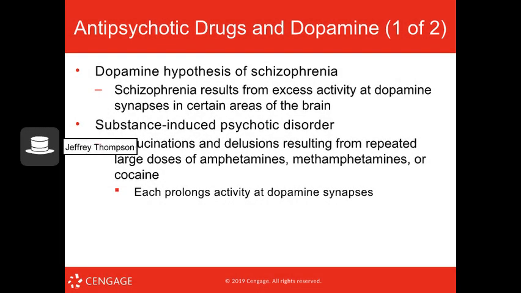So one hypothesis is the dopamine hypothesis of schizophrenia, which is that schizophrenia results from excess activity of dopamine synapses in certain areas in the brain. So, one thing that can happen is a substance induced psychotic disorder. So, you might have hallucinations or delusions resulting from large doses of amphetamines, meth, or cocaine, because all of these prolong activity at your dopamine synapses. So, if these drugs prolong activity at dopamine synapses and create symptoms that are similar to schizophrenia, those hallucinations and delusions, then we can assume that dopamine is related to the symptoms of schizophrenia.